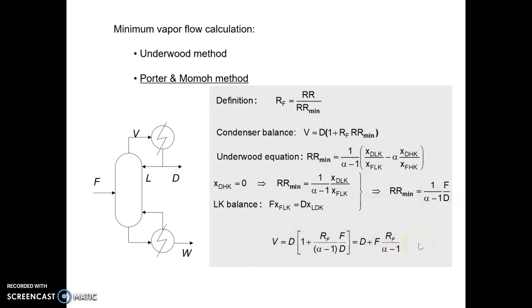So this will give me the idea how I can calculate vapor rate, and we'll discuss more on how to use this to calculate vapor rate for a given sequence in our next video.